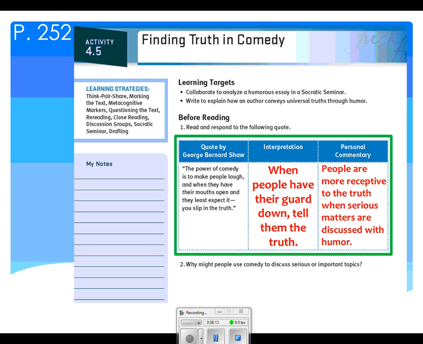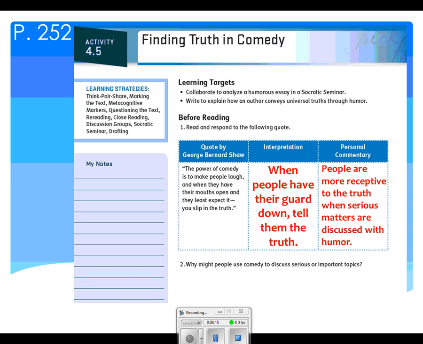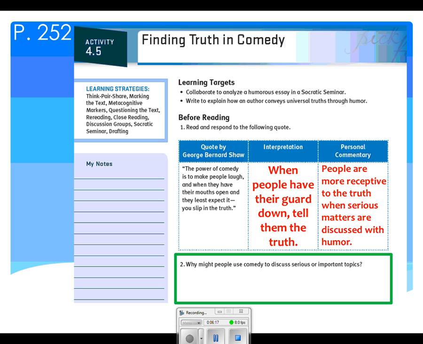Okay, now number 2 is definitely all your interpretation. I'm not going to do number 2 for you, but it's a pretty basic question. So Jaden, can you read number 2 for us? Why might people use coffee to discuss serious or important topics? So question 2 is pretty much what we've already gone over. Just write your own answer for number 2.